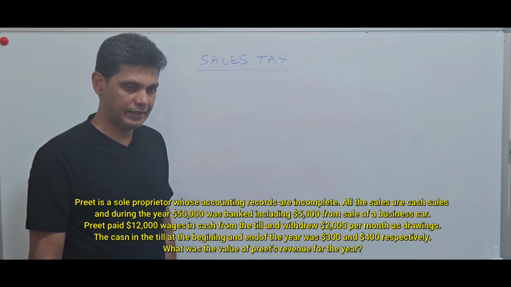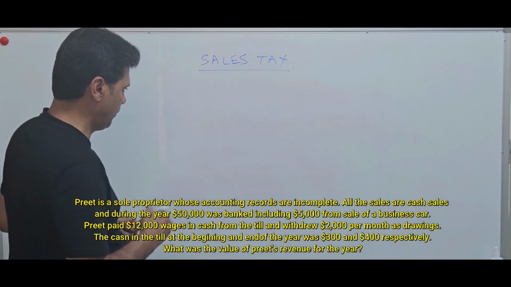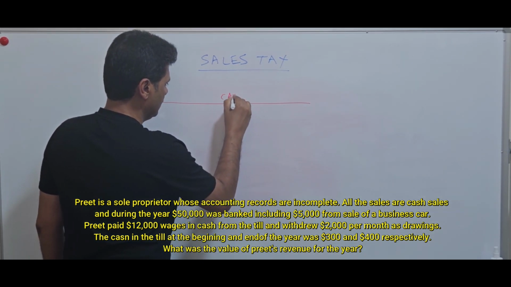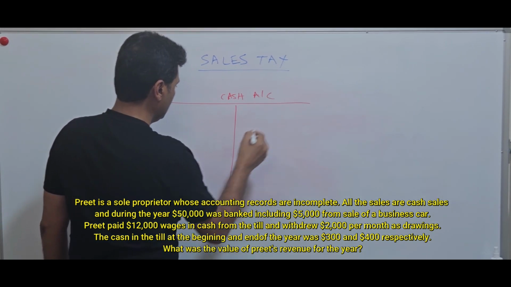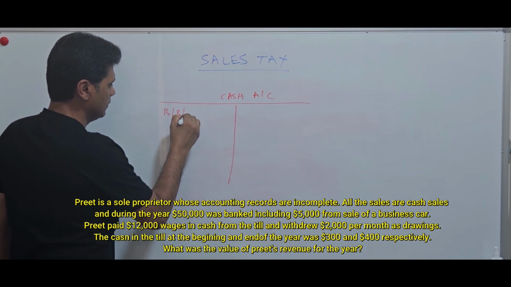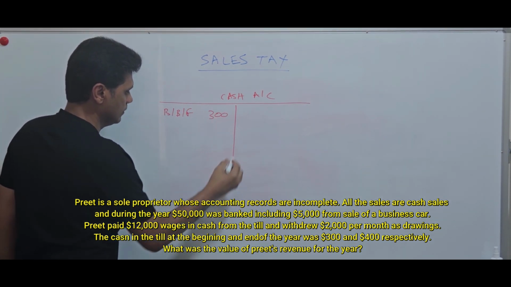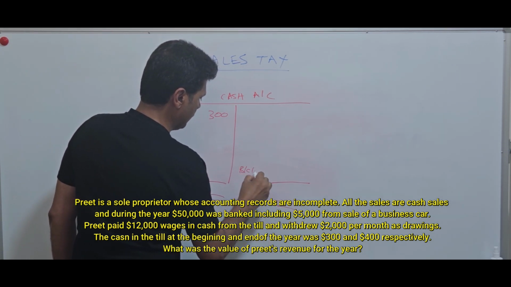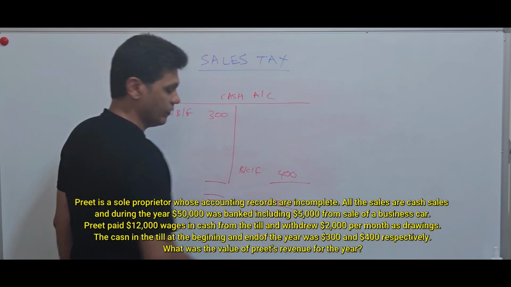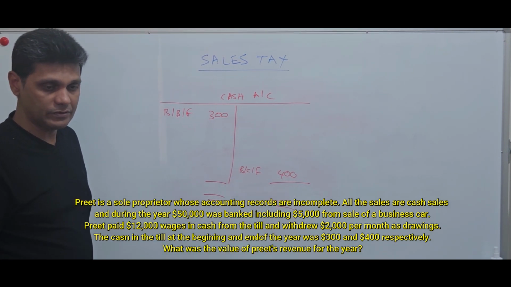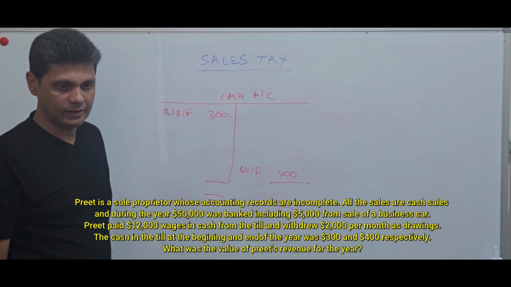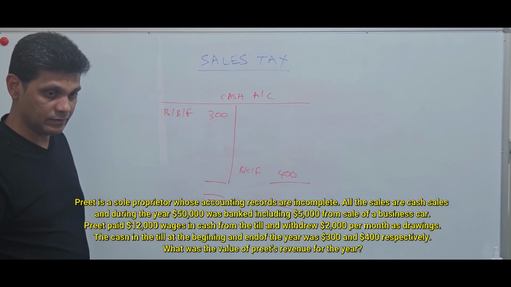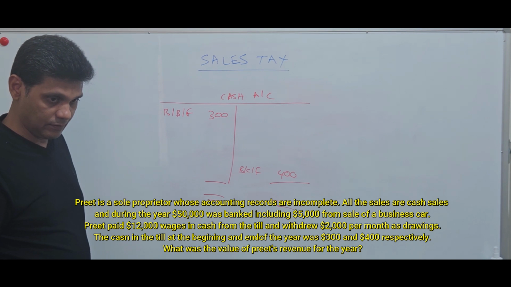It's an incomplete records question, right? How do you do that? Just prepare your cash account. How much is the opening balance? 300. Closing balance? 400, balance carried forward 400. Now first of all, what is the first thing he has done? Cash sales, including the sale of the business car, 50,000.